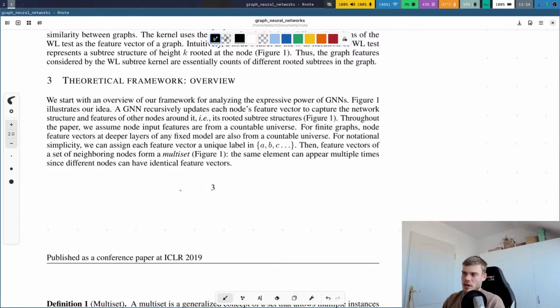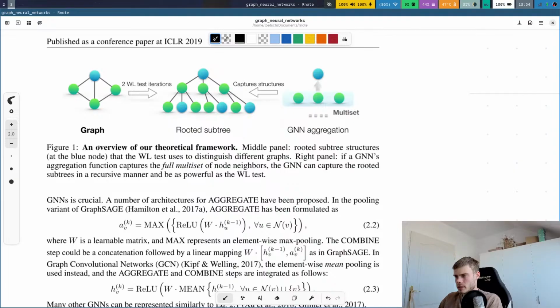Let's see. Theoretical framework overview. We start with an overview of our framework for analyzing the expressive power of GNNs. Figure 1 illustrates our idea. A GNN recursively updates each... Okay, let's actually read an overview of our theoretical framework. Middle panel: rooted subtree structures at the blue node that the WL test uses to distinguish different graphs. Right panel: if a GNN's aggregation function captures the full multiset of node neighbors, the GNN can capture the rooted subtrees in a recursive manner and be as powerful as the WL test.